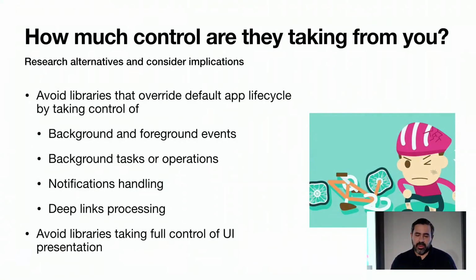How much control do they take from you? This is pretty much expanding on what I was saying before. Those sort of libraries that initiate very early, they want to override default app lifecycle events, like background and foreground events, or take control of your task or background task operations, notifications, deep links. That can be really, really dangerous because it's a recipe for nasty crashes along the way. So you always want to have it isolated in one place if you do really need to use a library, and make sure that you are in control of your app.